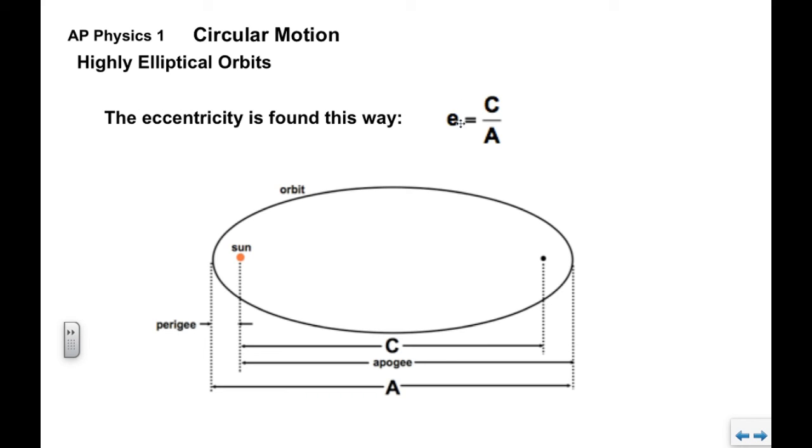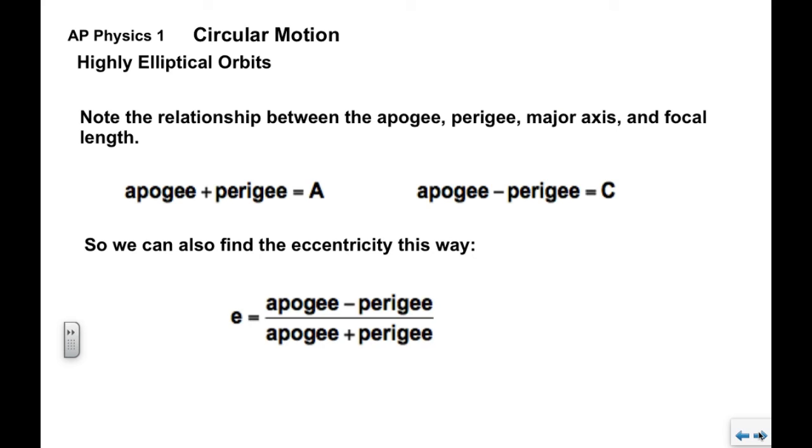Mathematically, it's found this way: e = c over a, or the focal length divided by the major axis. If you look at the diagram, you'll note that the apogee plus the perigee equal the major axis a. The apogee minus the perigee gives you the focal length c, so you can also represent the eccentricity this way.